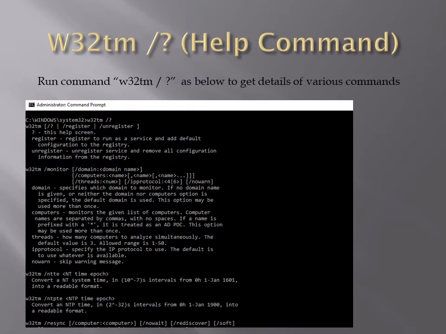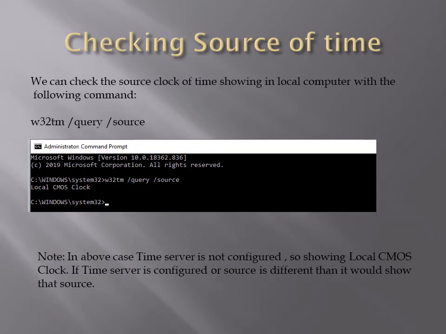So first of all we will check the source of time using command W32TM /query /source. This command will provide you the source of the time. In the figure you can see it is showing local CMOS clock. So local CMOS clock is showing because in my case I have not configured network time server, or it is not connected to domain server, else it will show a different output.